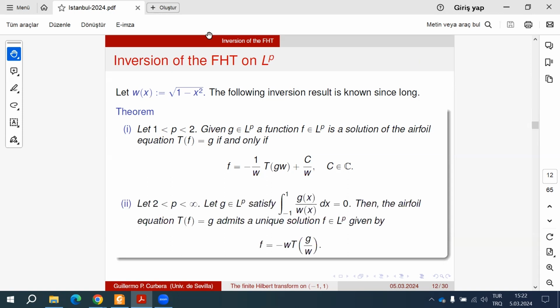What happens on the other side when p is larger than 2? Then there's not always a solution. g has to satisfy this condition. If g satisfies the condition, then the equation can be solved and there's a unique solution. This theorem took a long time to establish in all the cases, but we could say that by 1972 it was finished. It was completely understood, this inversion.